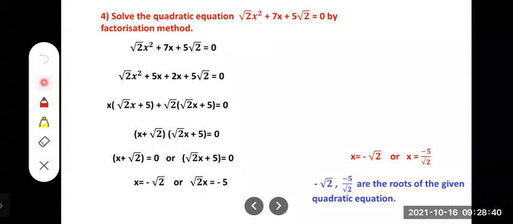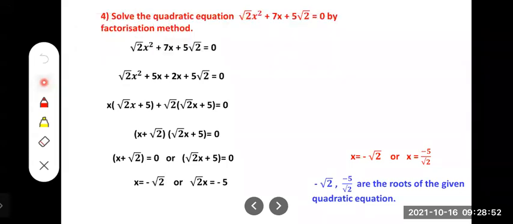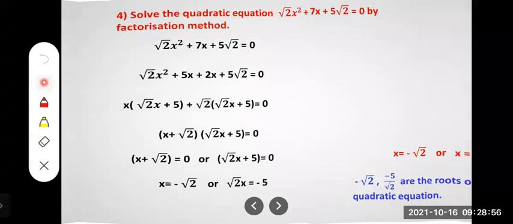Is it clear, children? Okay, so this type of question, you practice it. I think 2 questions are there in your book, one question is in the solved example and one is in the exercise. They have given this. So it is very important. So we will see the next sum.